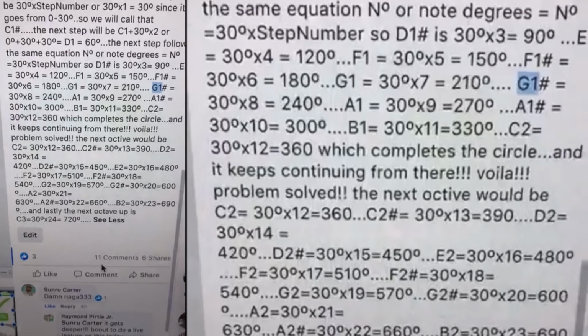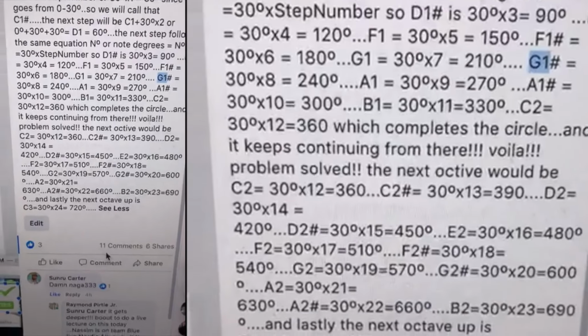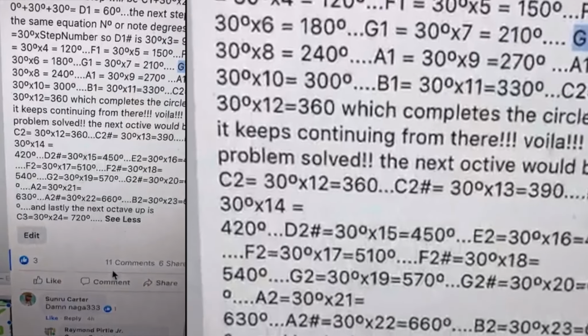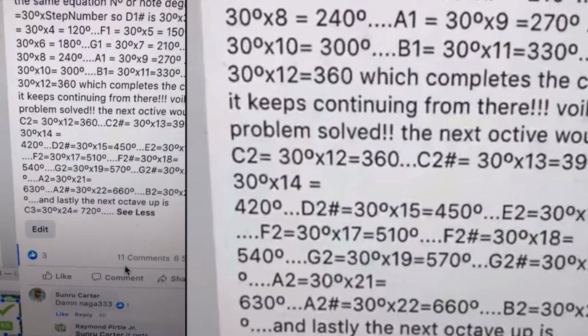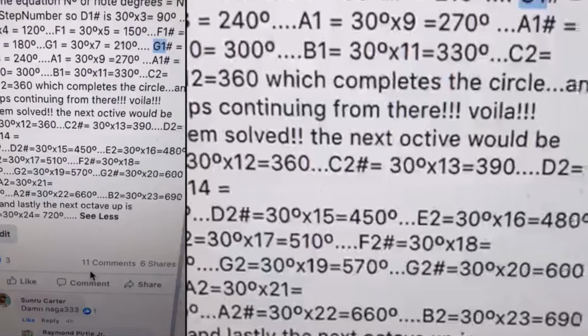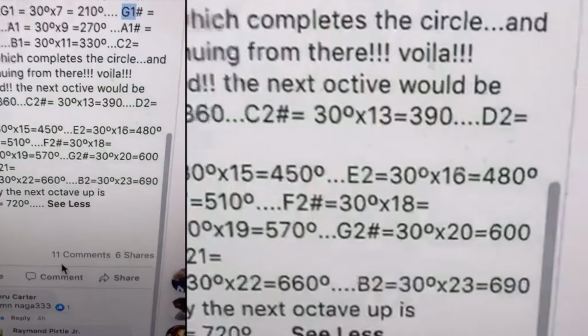So I wrote, which completes the circle, and it keeps continuing from there. Voila, problem solved. The next octave would be C2 equals 30 degrees times 12, which equals 360, right? That's where we got the full circle. C2 sharp equals 30 degrees times 13, which equals 390 degrees.